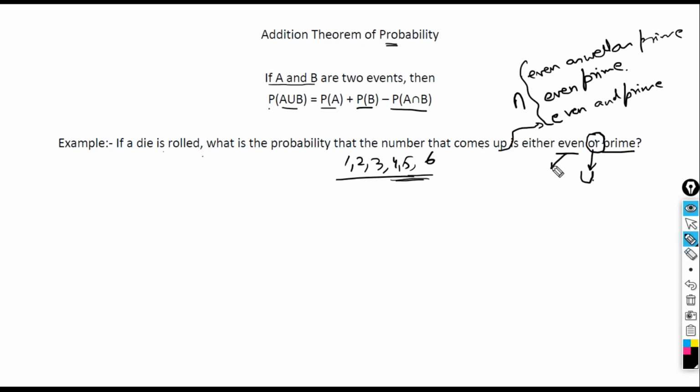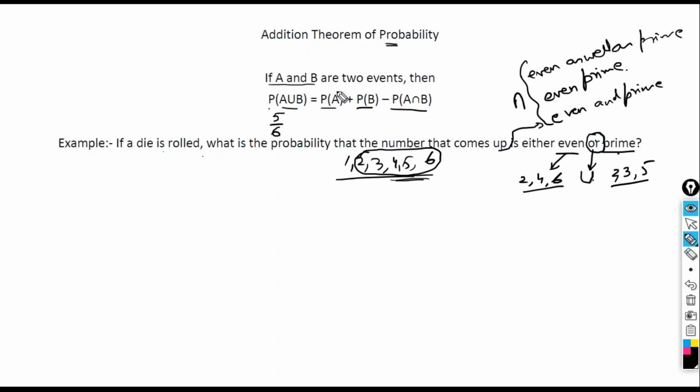So when it comes to even, the even numbers are 2, 4, 6. When it comes to prime, the prime numbers are 2, 3 and 5. The union of all is going to be 2, 3, 4, 5, 6. So there are 5 possibilities out of 6 wherein the number is either even or prime.